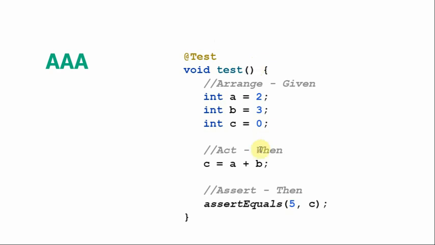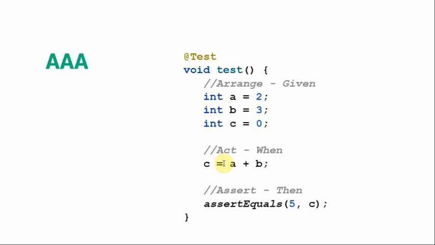Then we perform the action. This is the basic operation. We make a call to an API or a certain function which is under test. So that's the action. Based on the action we get certain results, or certain events or operations happen within the system.